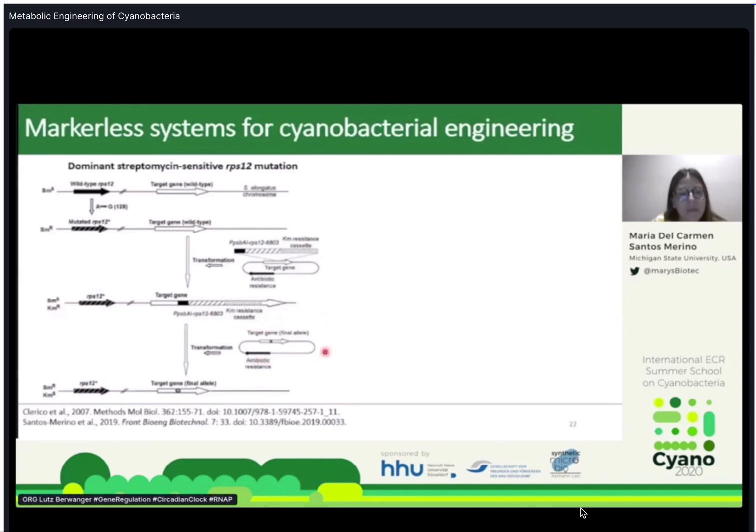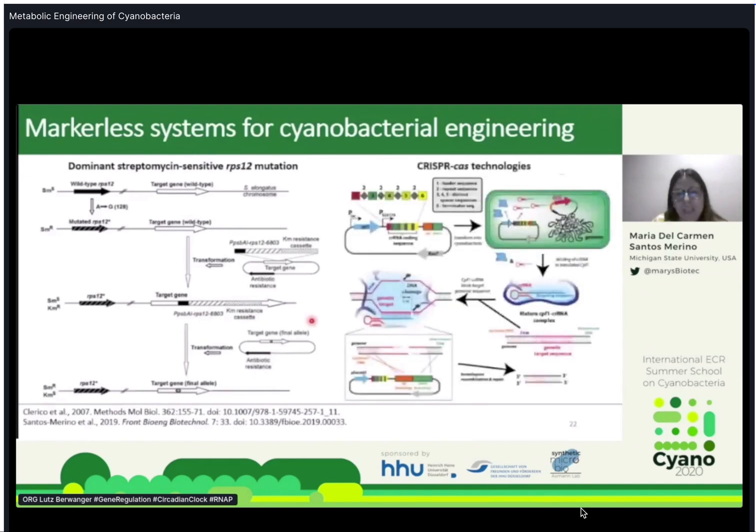In the second step, we are going to use a second plasmid that contains either a target gene mutated or a truncated version of a gene if we want to delete it. And it's going to recombine with the previously modified gene. And in this case, our cells are going to be streptomycin resistant because the wild type copy of RPS12 is going to be removed, and kanamycin sensitive because we don't have the kanamycin resistance anymore.